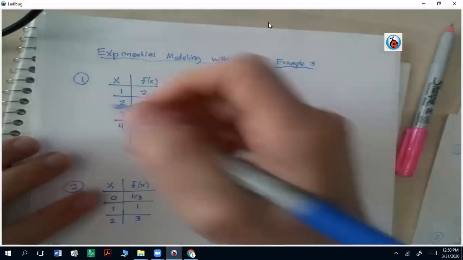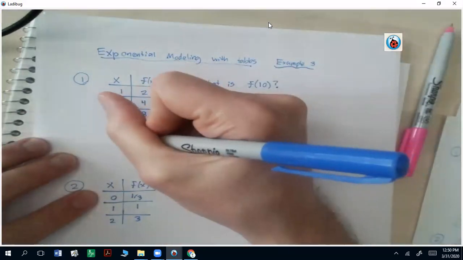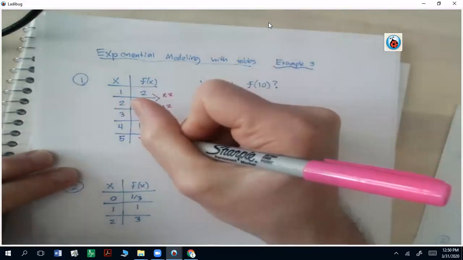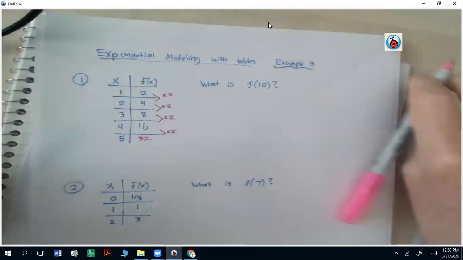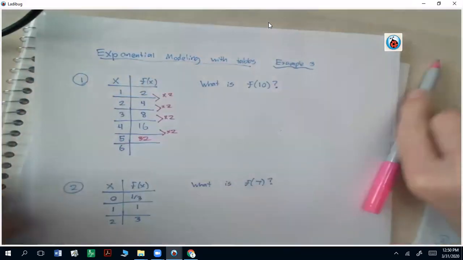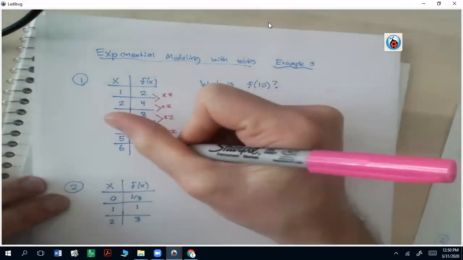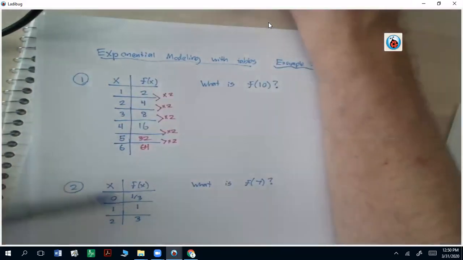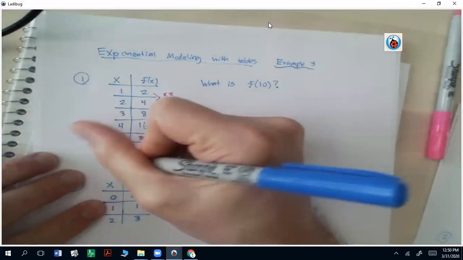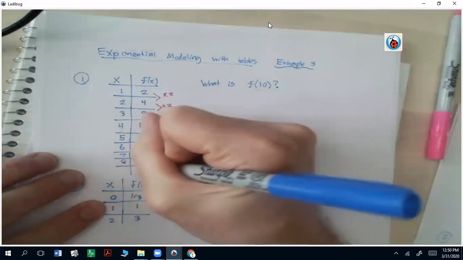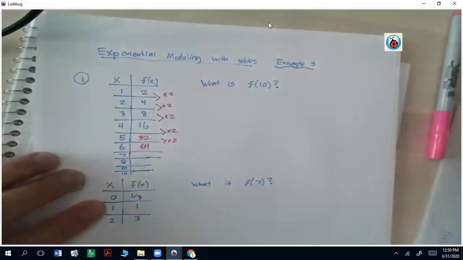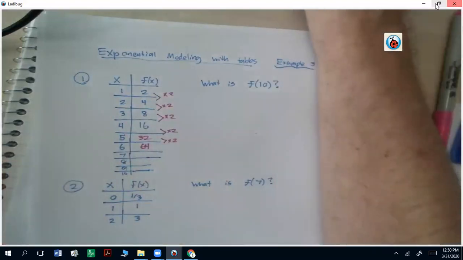You just have to multiply by 2. So if I want to know what is f of 5, then I would do 16 times 2. And that would be 32. And if I want to know what is f of 6, again, I would just take 32 times 2. And I would get 64. So I could continue that pattern going for 7, 8, 9, and 10. It's a lot of writing there, but you can squeeze that in if you make the space for it. And sometimes you'll need a calculator to help you out.